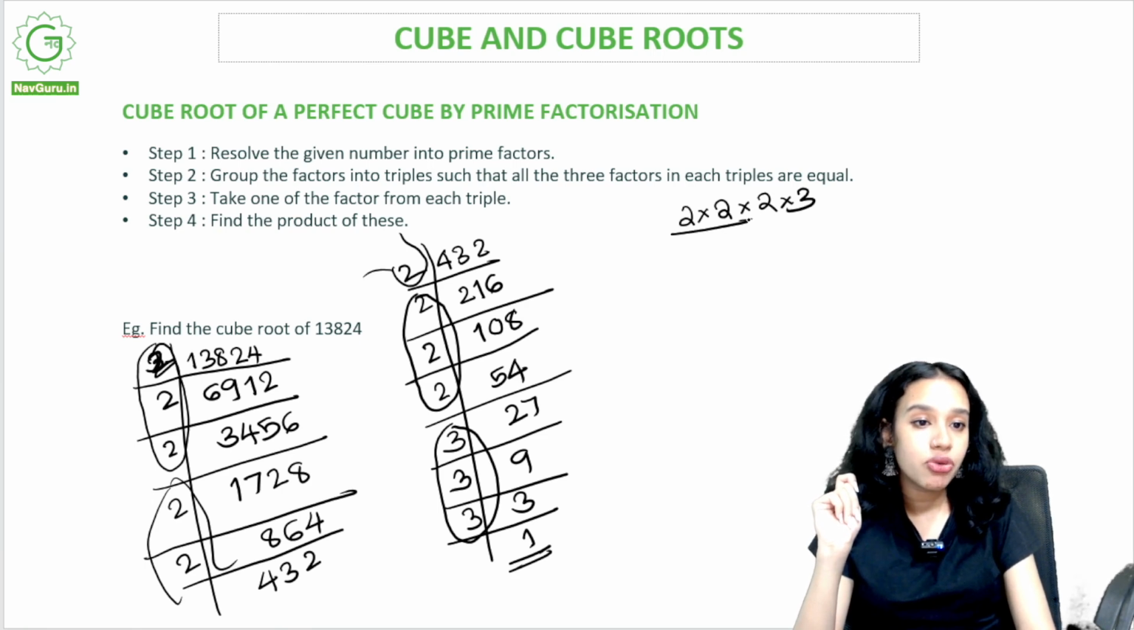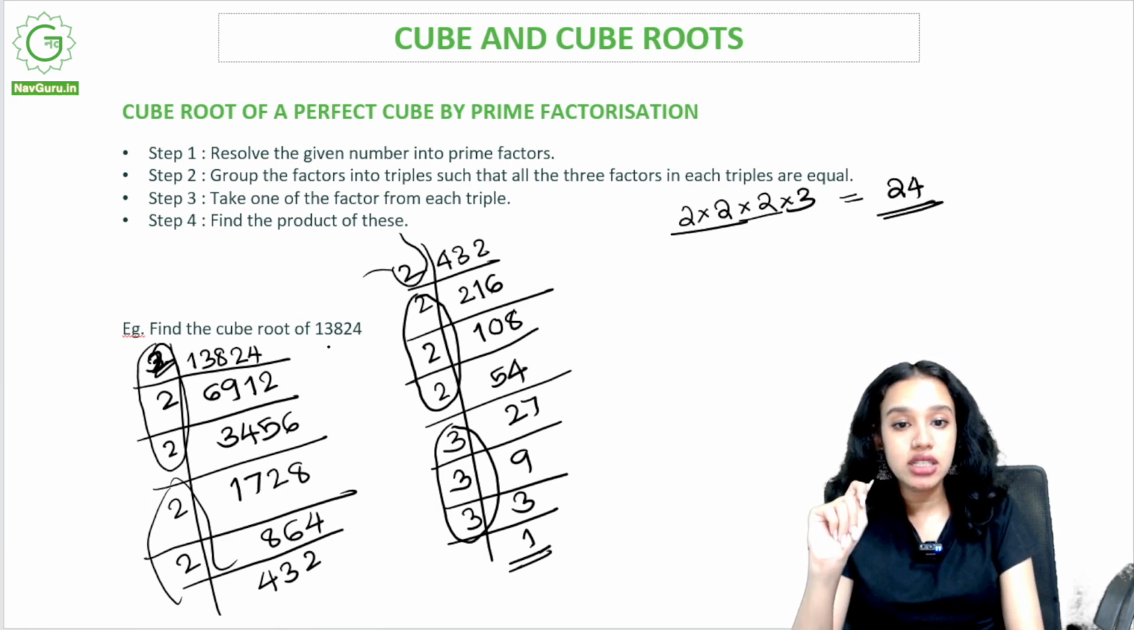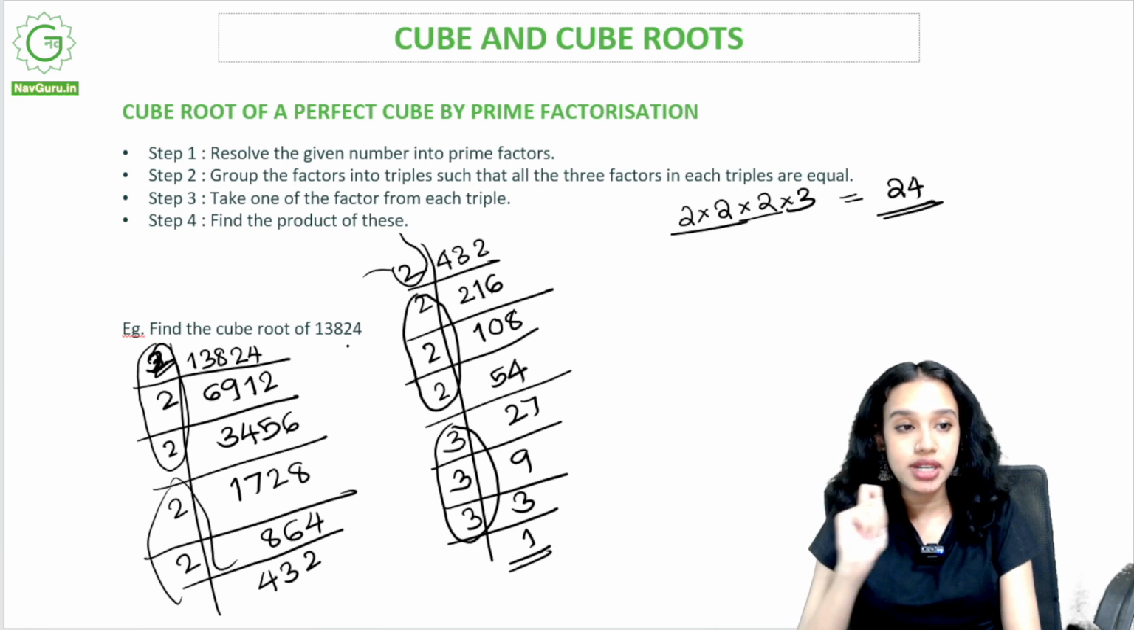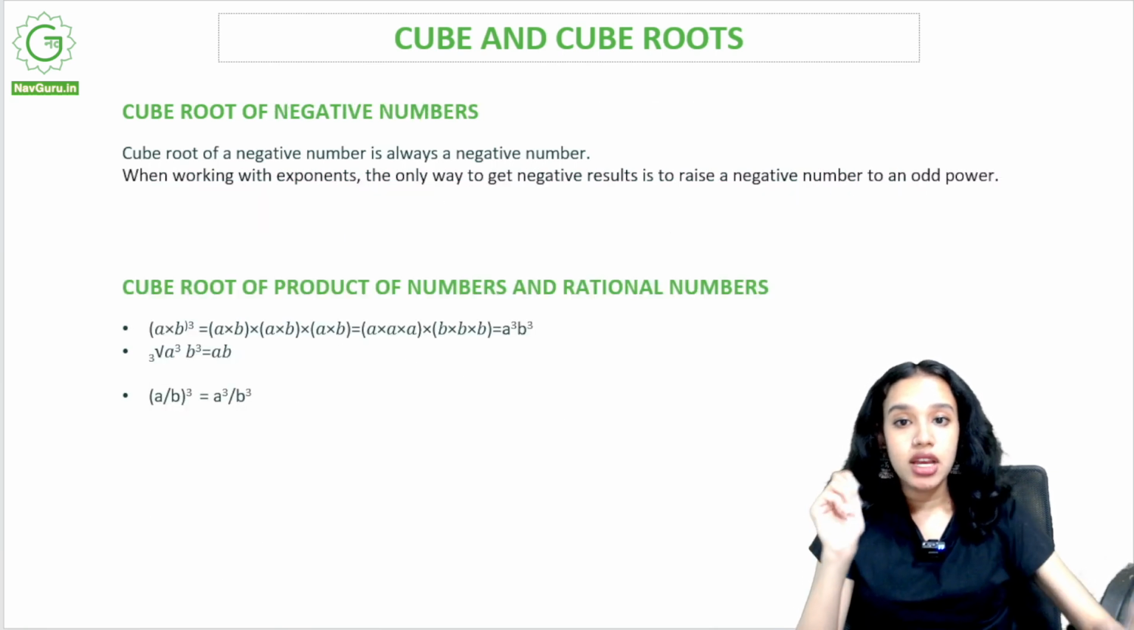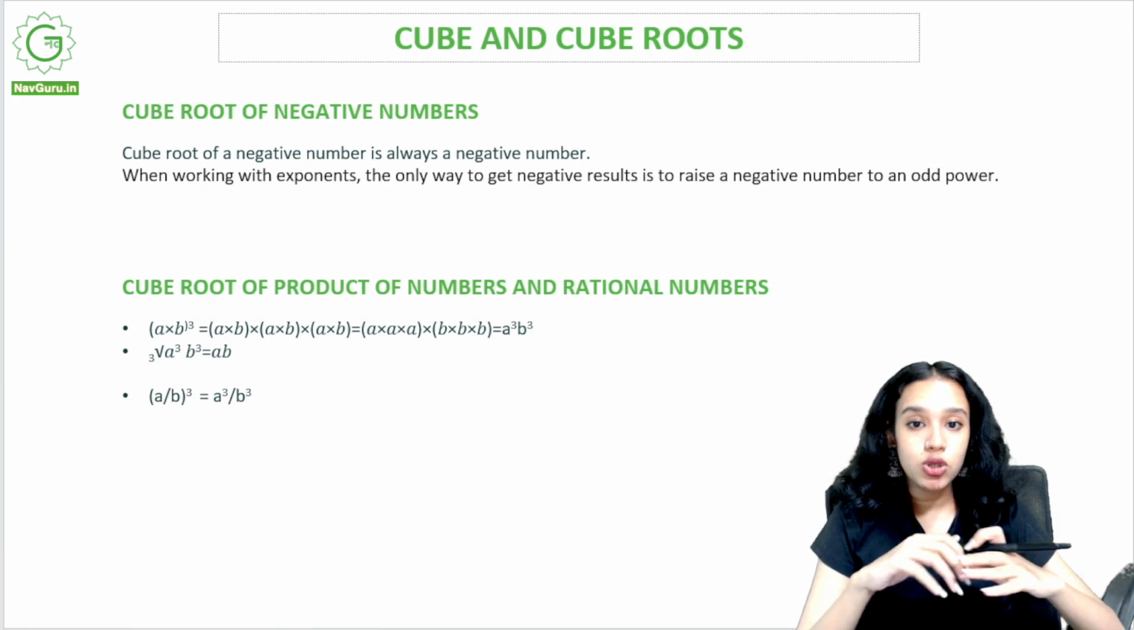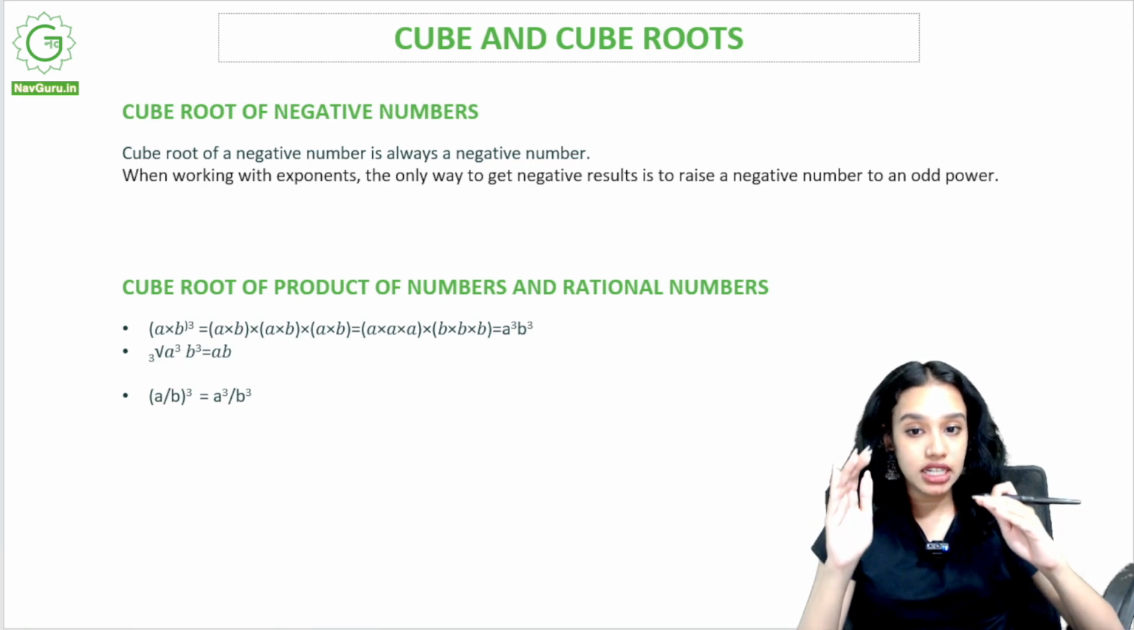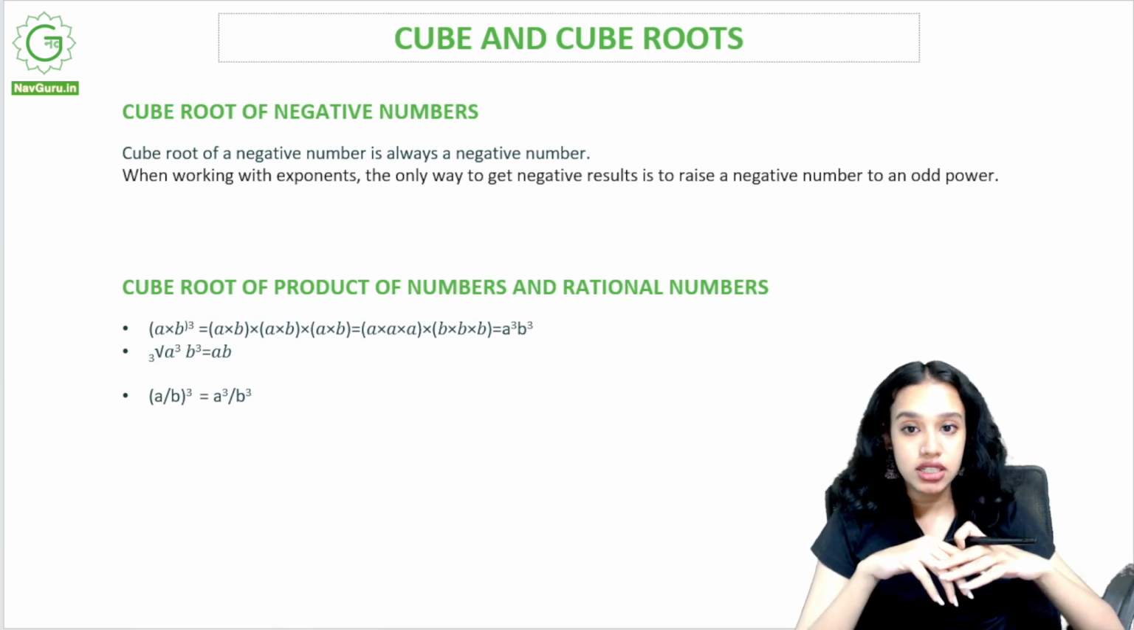Now 4 2s are 8, and 8 3s are 24. So 24 is the answer for 13824. The cube root of 13824 is 24, right? Now cube root of negative numbers. Cube root of a negative number is always a negative number. That's the reason we told about earlier, right?